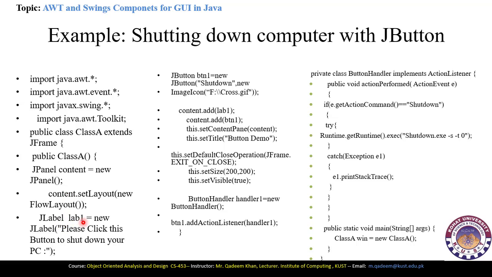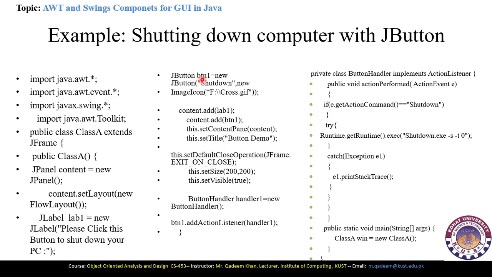Then we have JLabel label1 = new JLabel. Here we have defined the label, and inside the constructor of the label, it takes a string parameter: "Please click this button to shut down your PC." So when this label is added to the panel, it will show this message to the user. Next, we also have the JButton control objects.